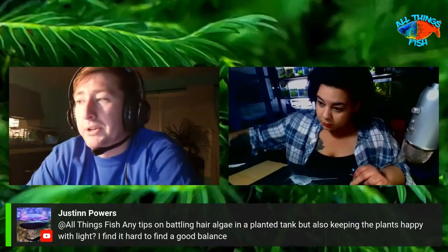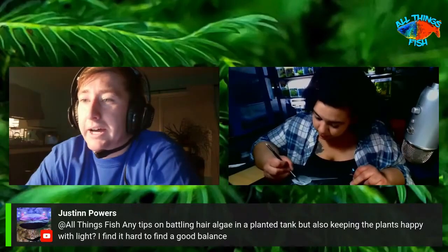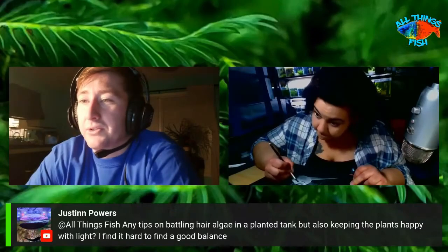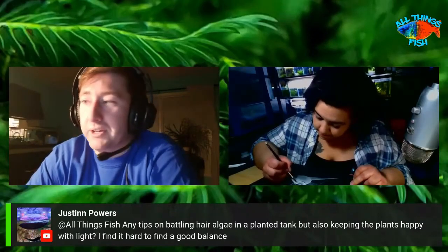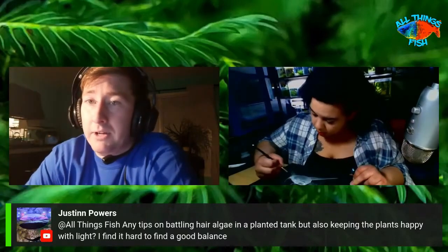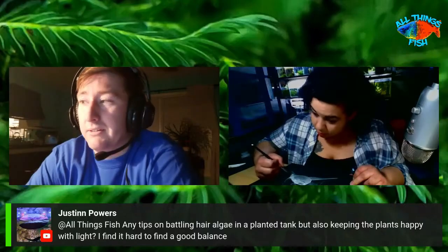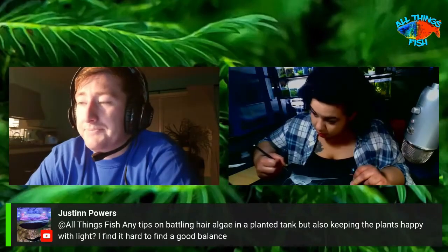A lot of people say to reduce nutrients. Well, a lot of algae problems are often caused not necessarily by excess nutrients, but by deficiencies of nutrients. So you may find, well, my phosphates are low, so I'm getting green spot algae. So you may want to increase your dosing. So there is a balance to it.